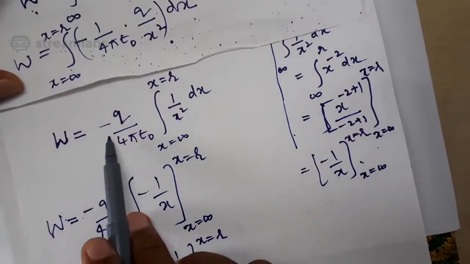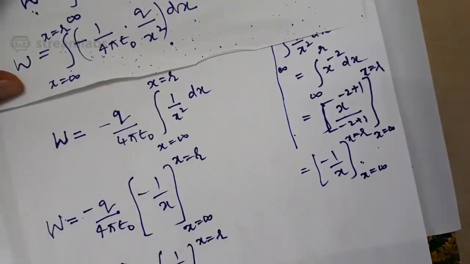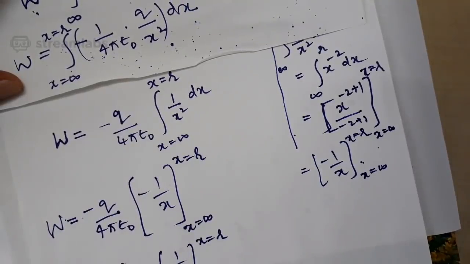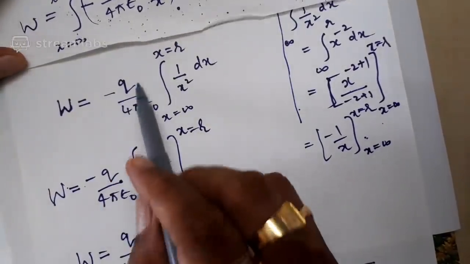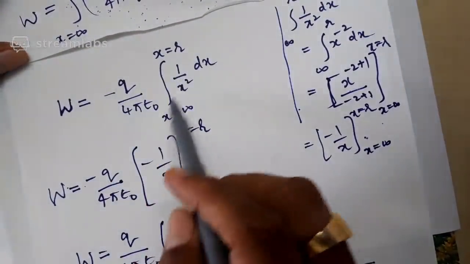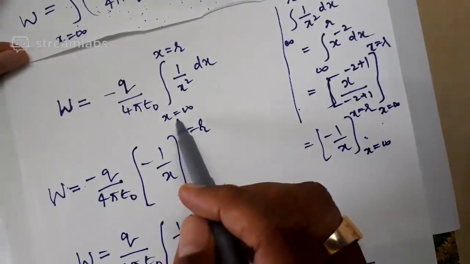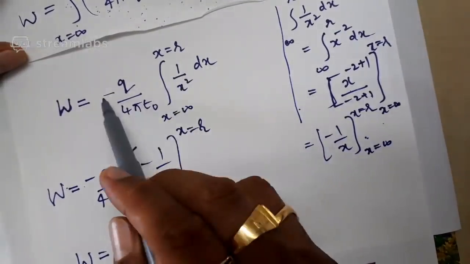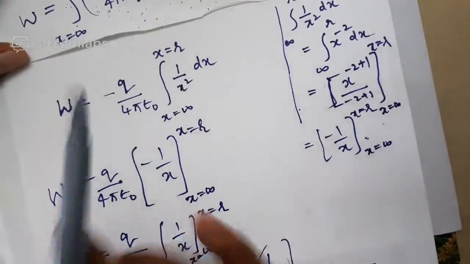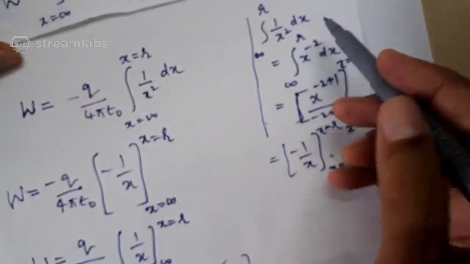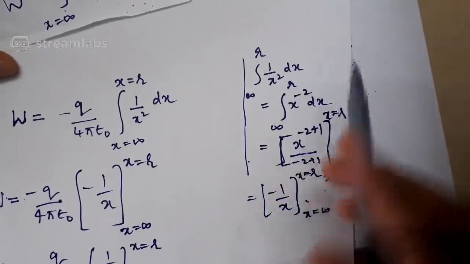This w is equal to, I said, basic rules of differentiation are applicable even for integration. The constant terms will be taken outside the integration. I took minus q by 4 pi epsilon naught outside the integration. Remaining is 1 by x square dx within the limits infinity to r. It is read as minus q by 4 pi epsilon naught integration of 1 by x square dx within the limits infinity to r. Then I do the integration part separately, just to avoid confusion.